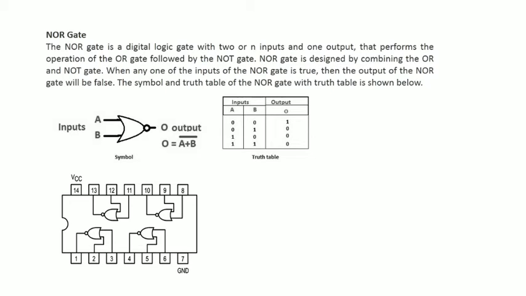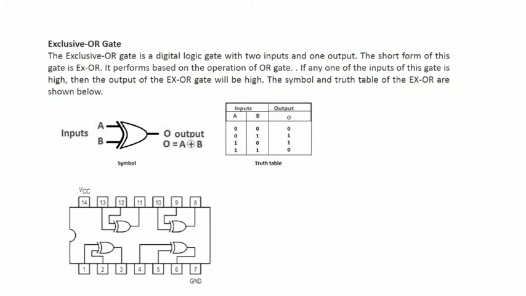Below that there are the IC details. The IC for the NOR gate is 7402, which again has 4 gates. But see here, pin numbers 2, 3 are the inputs, 1 is the output, 5, 6 are the inputs and 4 is the output here, along with pin number 7 and pin number 14, which are ground and VCC respectively.